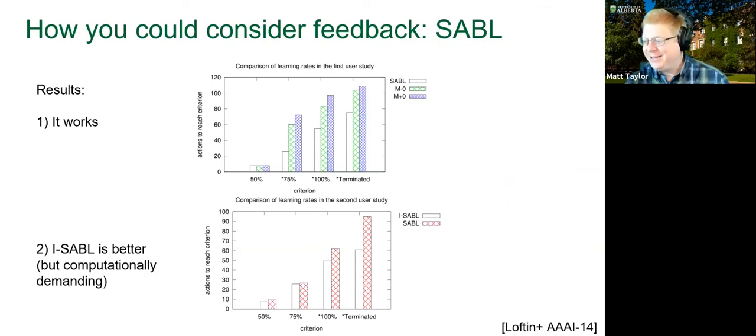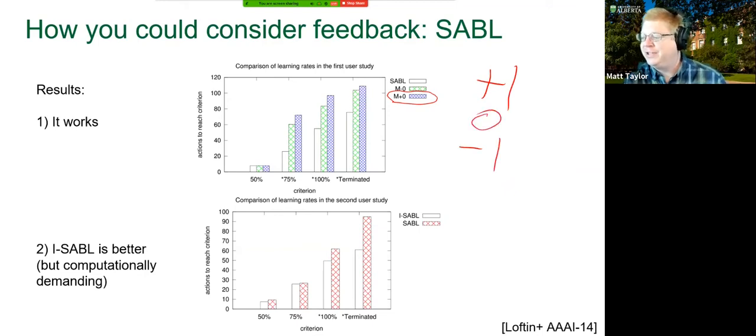So in this case, what we did is we compared to, let's see, M plus was equivalent to Tamer. So we said we would give the agent a plus one when the person said good, a minus one when the person said bad, and a zero when they said nothing. And the M zero was give a plus one when they say good, give a minus one when they say bad, and don't give anything when the person says nothing.